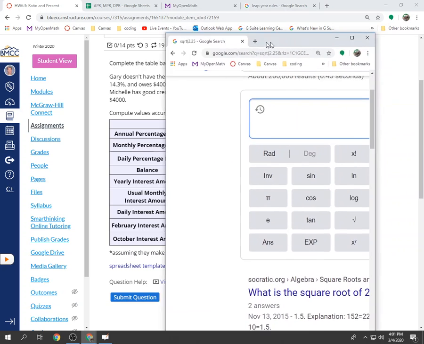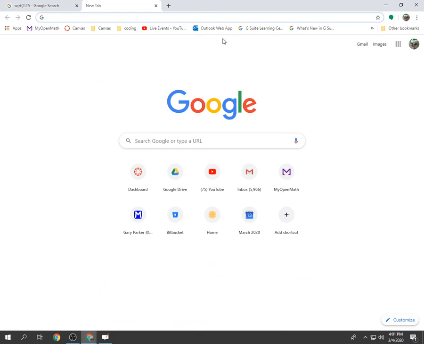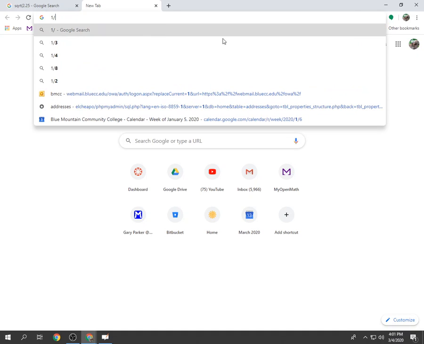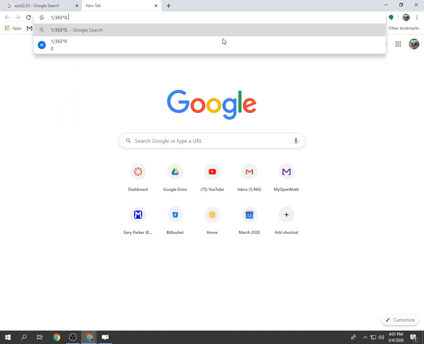Okay, so I get about $43.88. You got that too? Okay. So that's one way to do this problem, by just saying, here's the part of the year that's gone by, literally for February. Another way to think about it is to look at the average daily change in interest. That would be to take 1 out of 365 and multiply that by the interest rate.